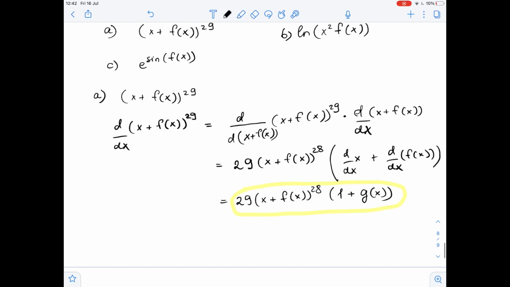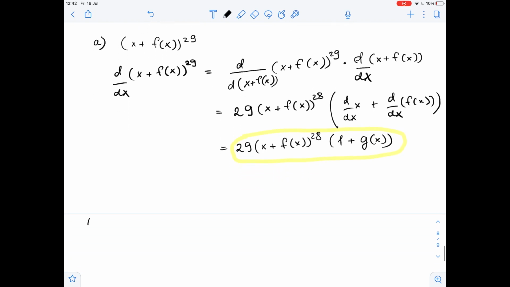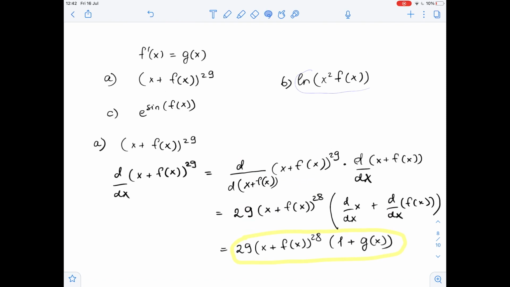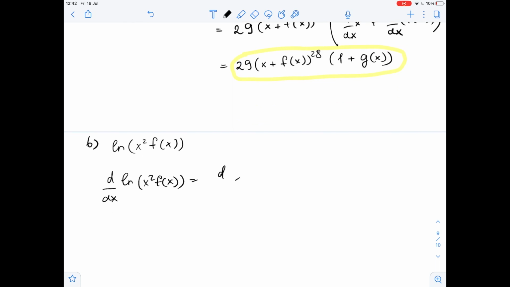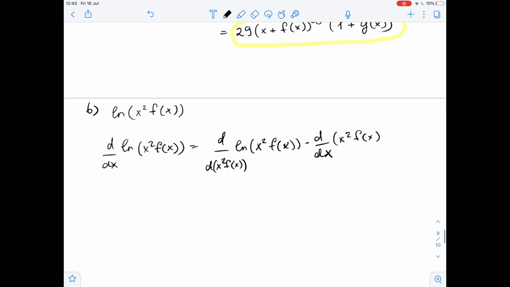Now let's do part B. So part B, let me copy paste function B. So the derivative of ln of x squared times f of x with respect to x equals the derivative of ln of x squared times f of x with respect to x squared times f of x, multiplied by the derivative of x squared times f of x with respect to x. So again, we have used the chain rule here.